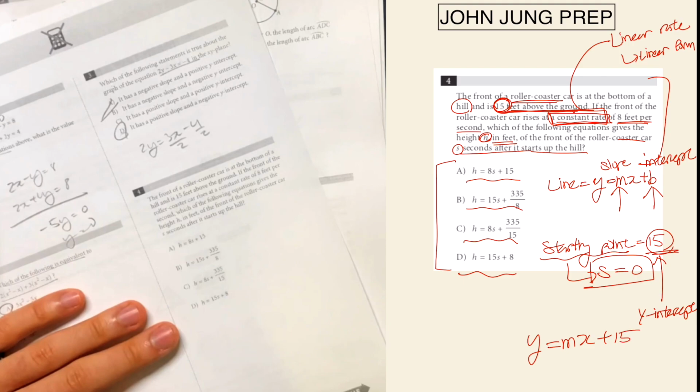And if you look at all the answer choices, C and B don't look like that. The only one that has that is going to be A. Okay, and just to double confirm, what's our slope going to be? Well, slope is how much you're changing every second. And the question tells us that you're rising at 8 feet per second, which means our m is also going to be 8, and that confirms A right there. So our answer is going to be A.